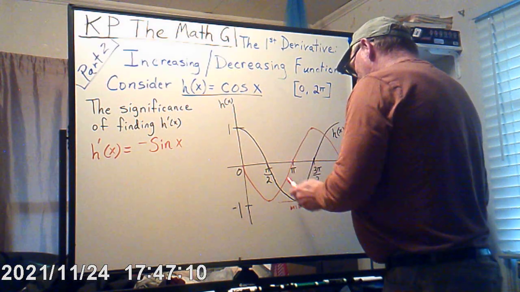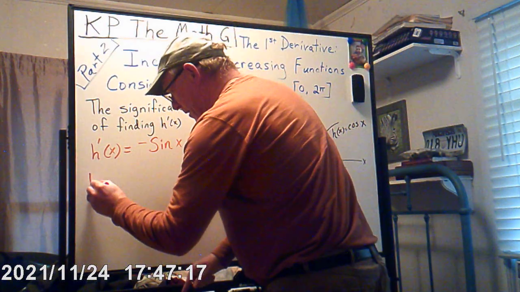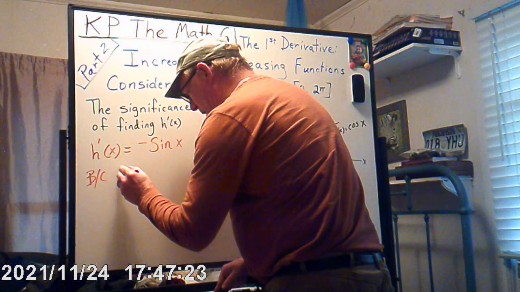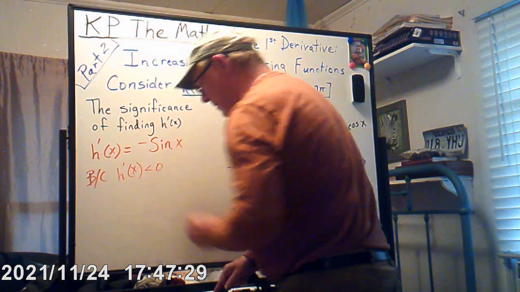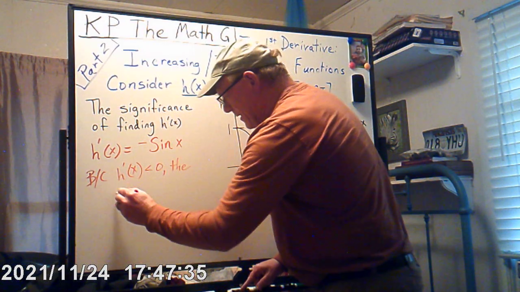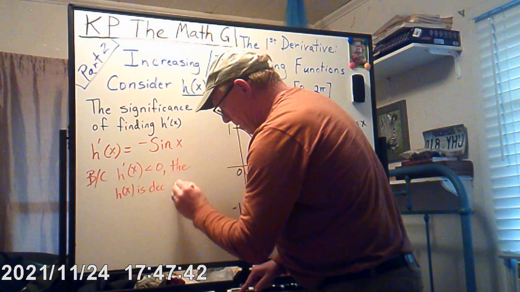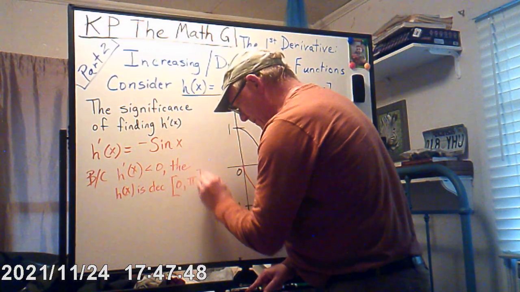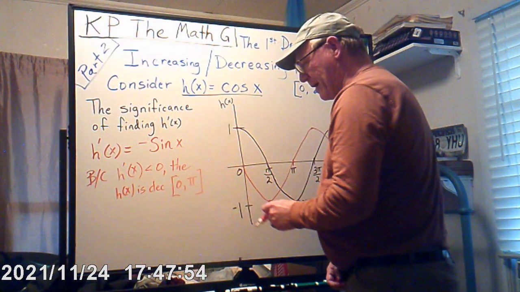And also, we can say then that because h prime at x is less than 0, we can conclude that h at x is decreasing on the interval from 0 to pi. It's decreasing on this interval here.